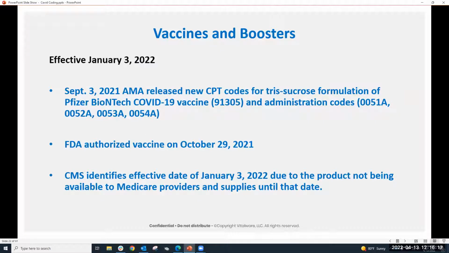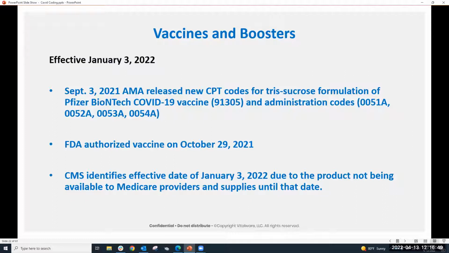Okay, so now we're going to talk about some vaccines and booster updates. And this is just to clear up some confusion about the effective dates on the Pfizer tris-sucrose vaccines. Here's a little background information. On September 3rd, 2021, the AMA released new CPT codes for the tris-sucrose formulation of the Pfizer vaccine, which was the 91305 code. And the administration codes, you can see I have listed here.